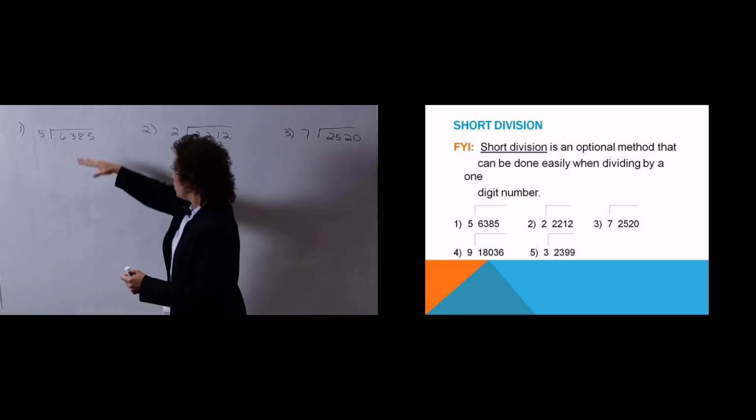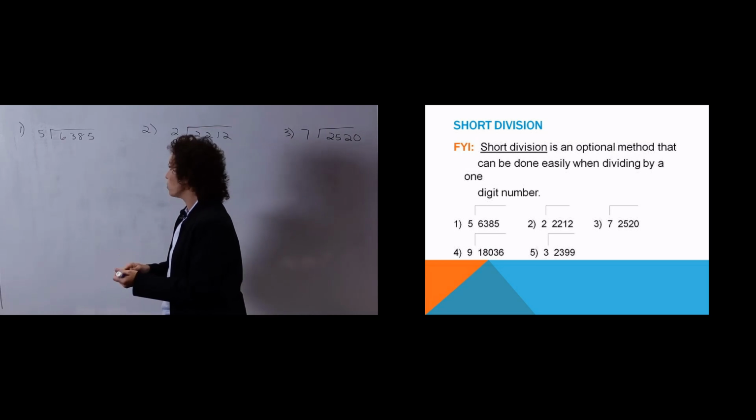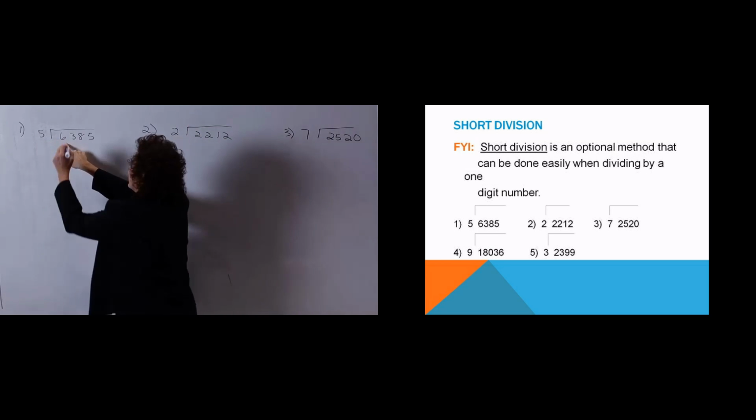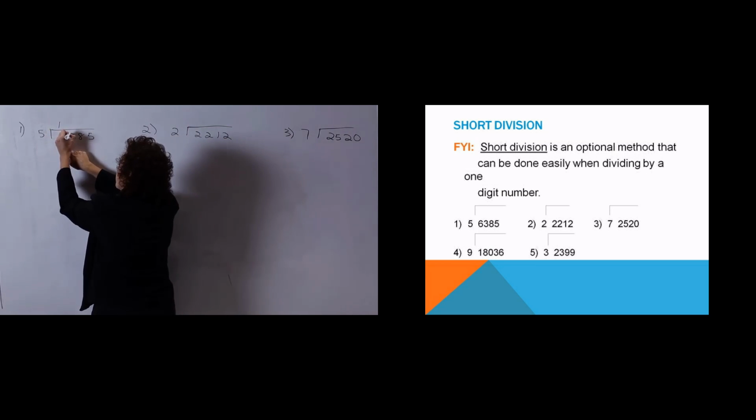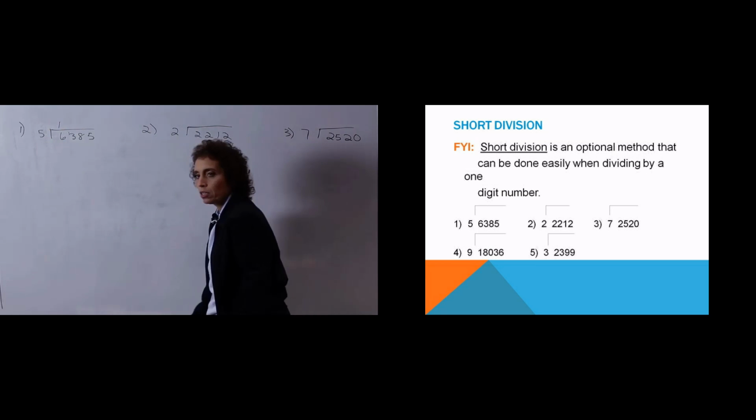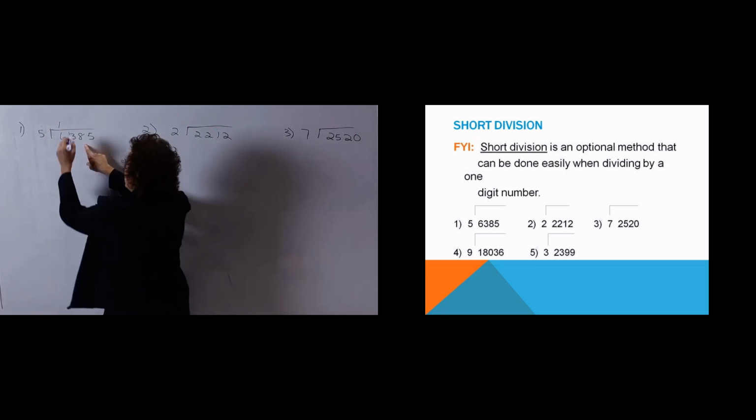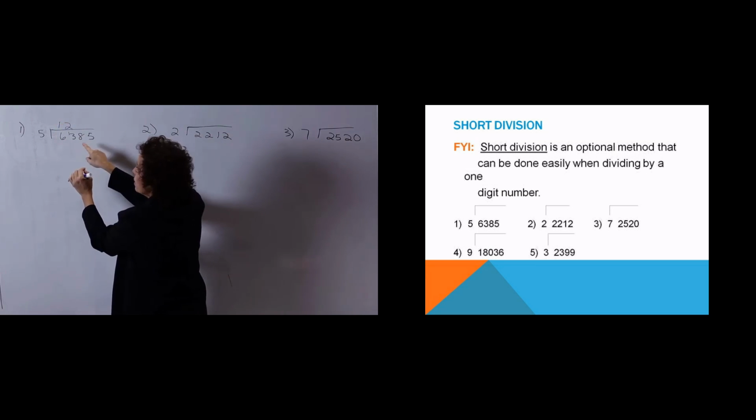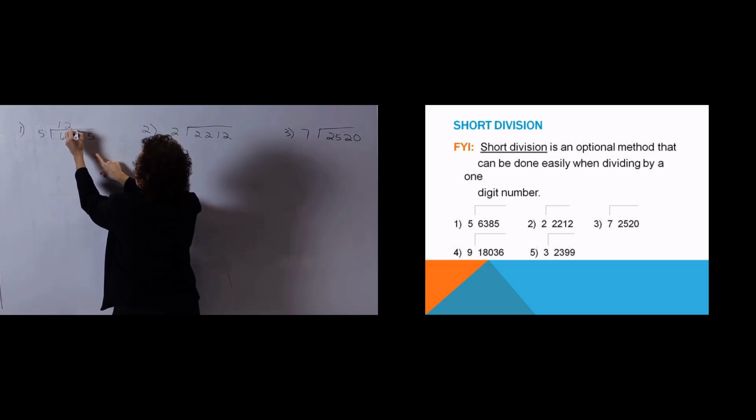Here's how it works. You don't actually go down in the problem. You actually do it like this. I'm using a different color so you can see it. 5 goes into 6 once with a remainder of 1, and you put that 1 right there. And then 5 goes into 13 twice. That would be 10, and there's a remainder of 3.